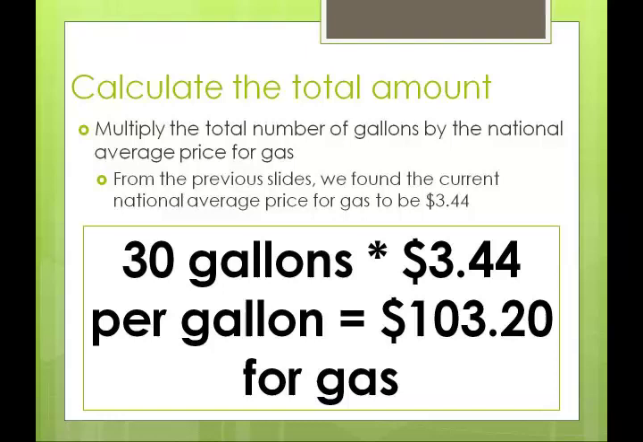Finally, calculate the total amount to request for gas. Multiply the total number of gallons by the national average price for gas. From the previous slides, we found the current national average price for gas is $3.44.